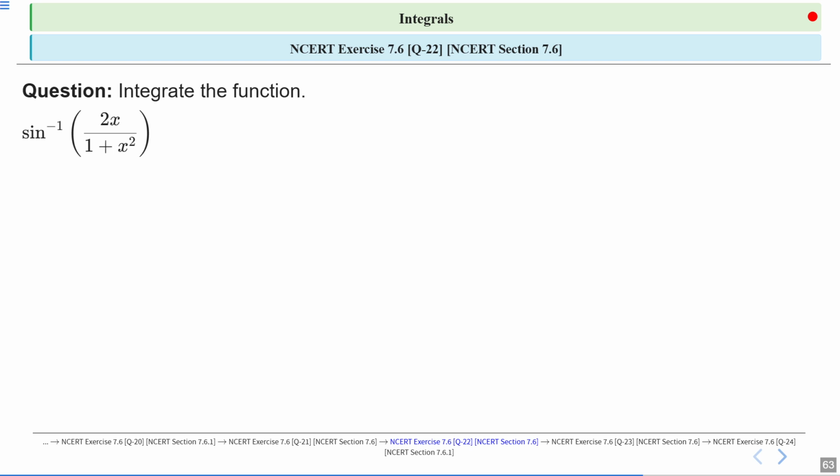Let's go to question number 22. Now we have to integrate the function sin inverse of 2x by 1 plus x square. Just think how we can solve, and try to solve.